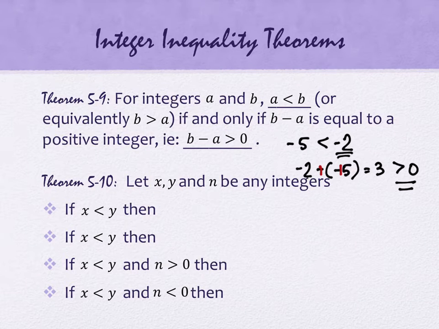So we have x and y and n, and they're any integers. And if I know that x is less than y, then it's also true that x plus n is less than y plus n. And that's true whether n is a positive number or a negative number, right?